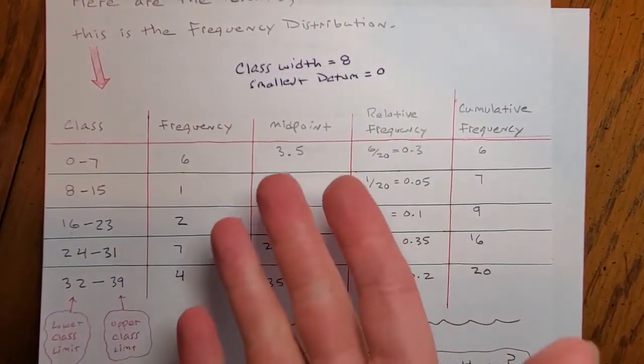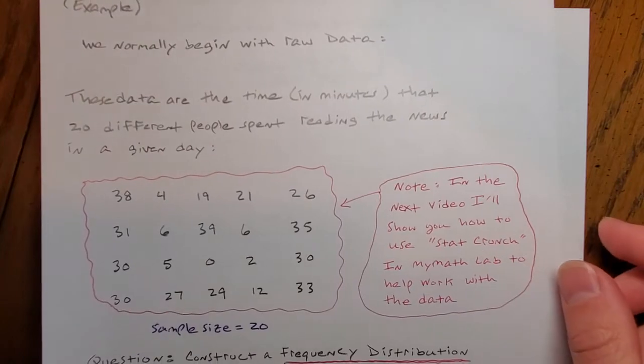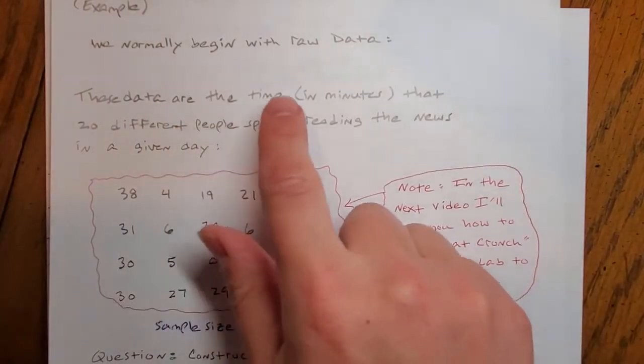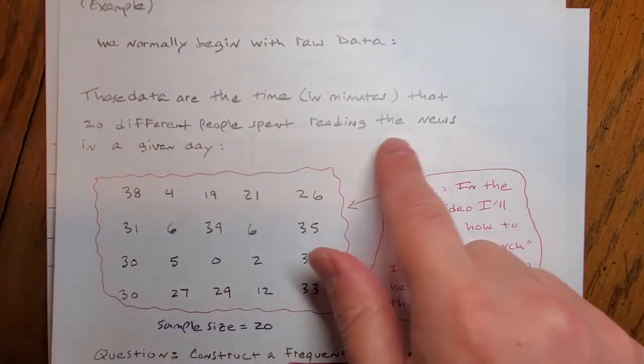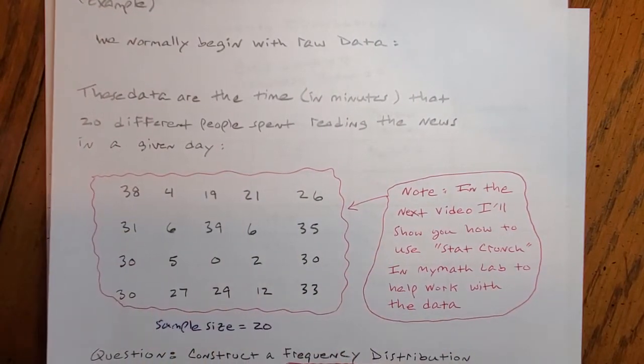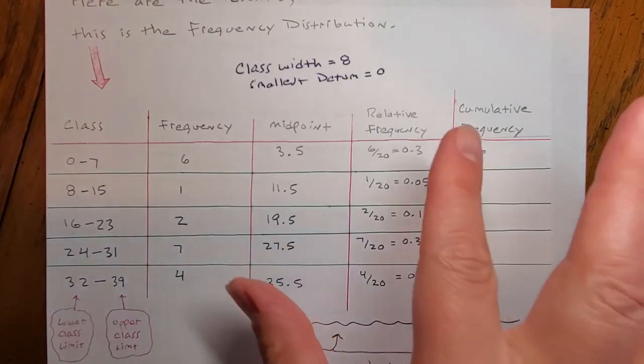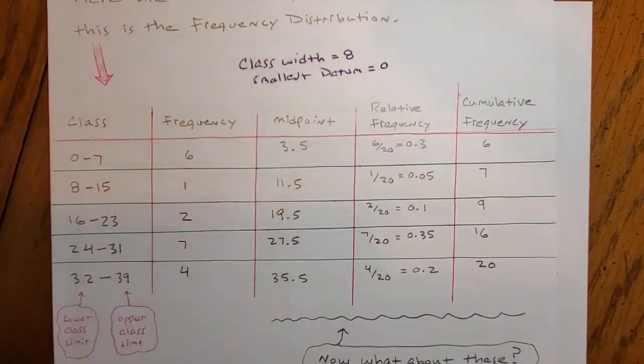And this makes it easy to look at data, because in my last video, we had this raw data, which was data that represents the time in minutes that 20 different people spent reading the news. It's just a bunch of numbers with no organization to it at all. And we organized it in this table, which is called a frequency distribution.